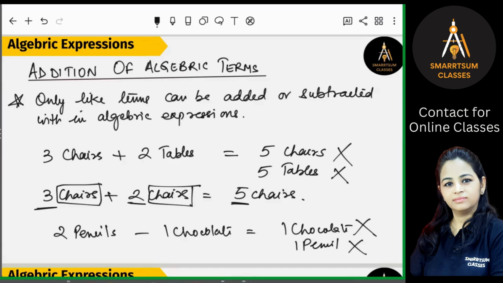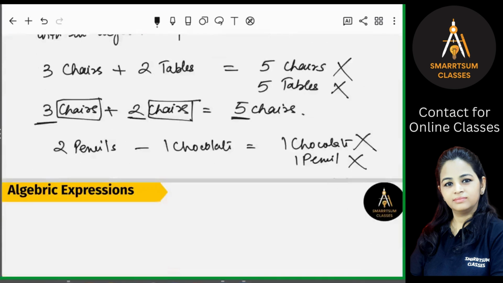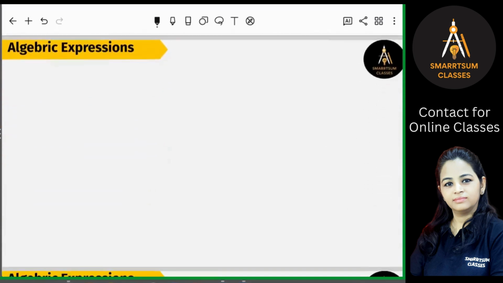Okay, and the same rule we will follow now in further topics. Is that clear? Okay, now suppose we have to add 3x and 4x.